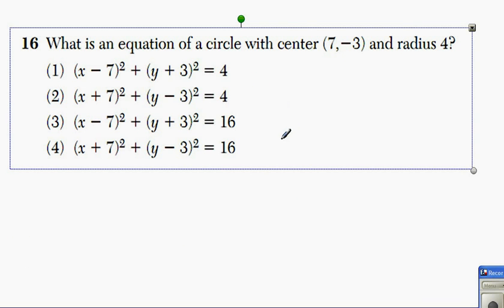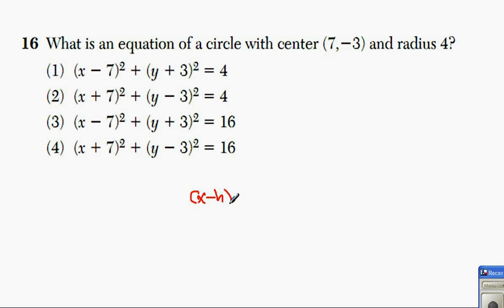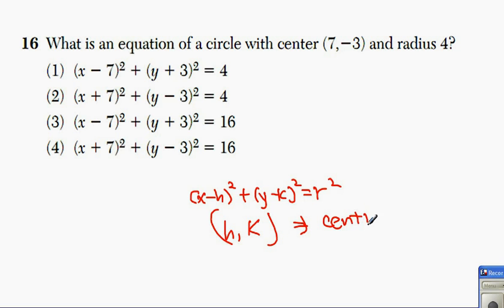Now, here, this is a very simple question, because the equation of a circle becomes x minus h squared plus y minus k squared equal to r squared. Now h comma k, as we know, is the center, and r is equal to the radius.